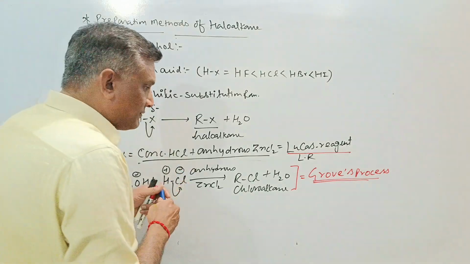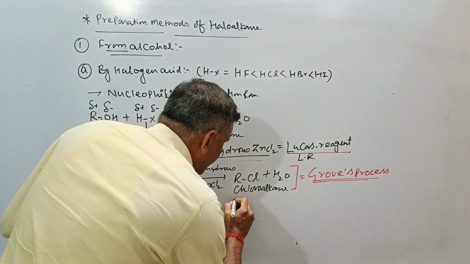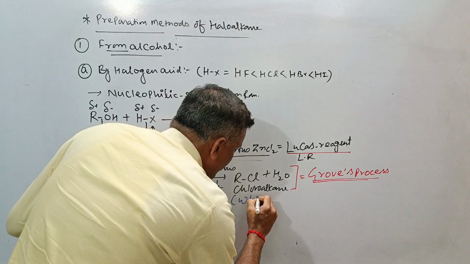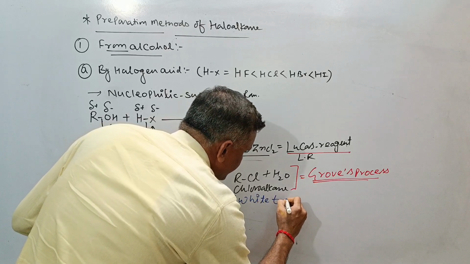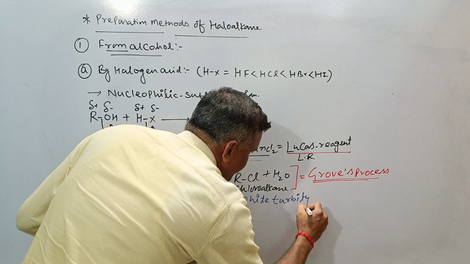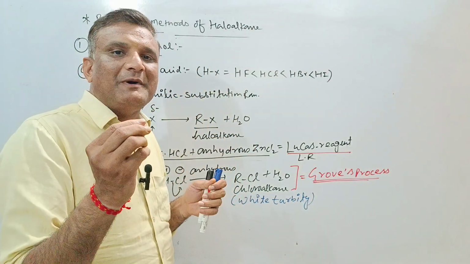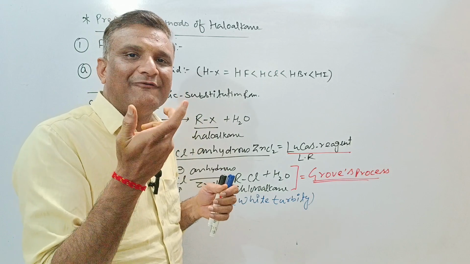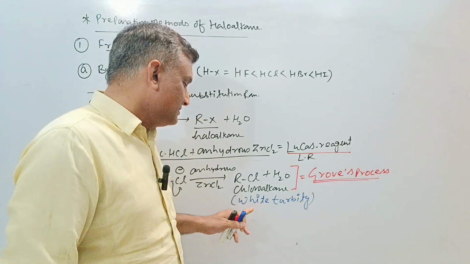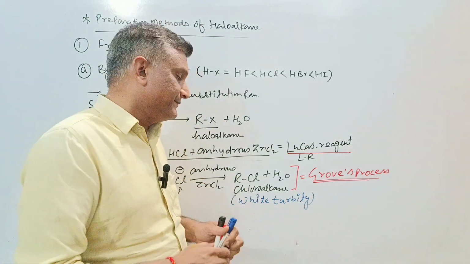Here there will be formation of chloroalkane in the form of white turbidity. What is the meaning of white turbidity? Whenever we add a small amount of milk to water, the whole water turns milky. That is called white turbidity.